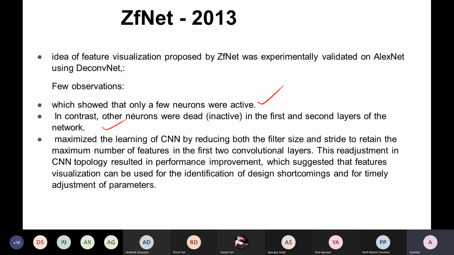Another observation was that reduction of filter size and reduction of stride to retain the maximum number of features can also be meaningful. So far, in LeNet we considered some layers and some filter size. In AlexNet, the improvement was to increase the layers and increase the filter size. In ZFNet, we first observed what happens if we reduce the filter size and reduce the stride, and what the effect is on accuracy.